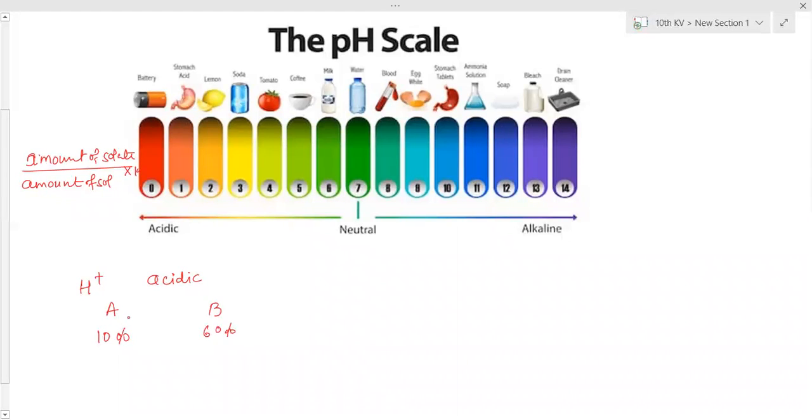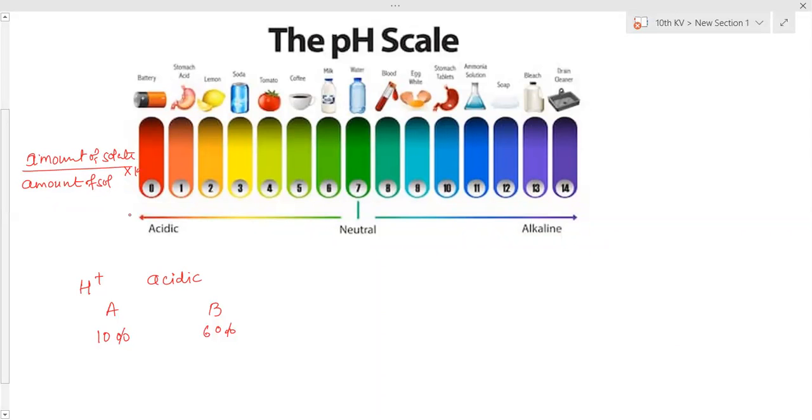Now, can you tell which one is more acidic, which shows more acidic properties, A or B? Which acid's strength is more? No, ma'am, it will be B. It's B, because the acidic properties depend on the definition itself: an acid shows acidic properties due to the presence of H plus ions.